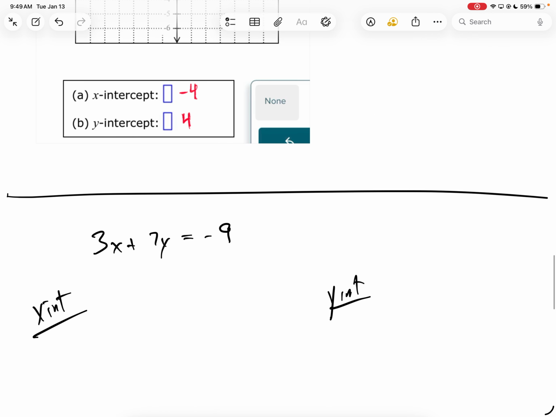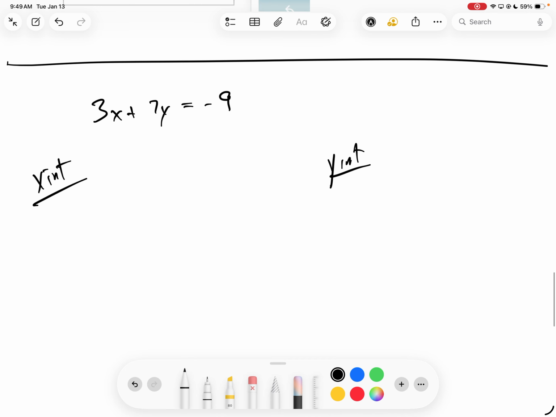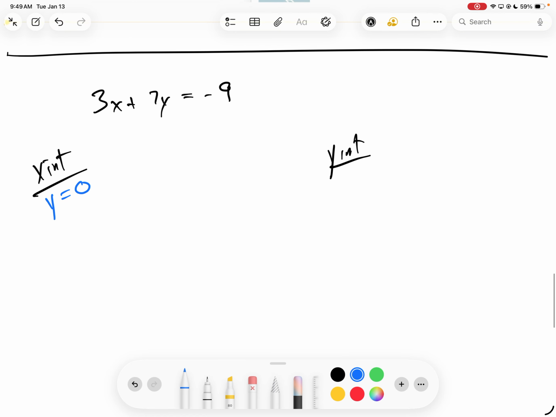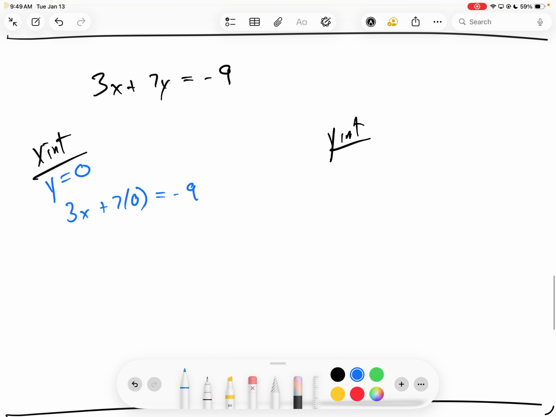All right, so algebraically, to find these, if you had an equation like this, you have 3x + 7y = -9. We just want to find the x-intercept and the y-intercept. So we're going to do what we've been saying. To find the x-intercept, we want to make y be 0. Okay, to make y be 0, I plug a 0 into y. And I'm going to solve for x.